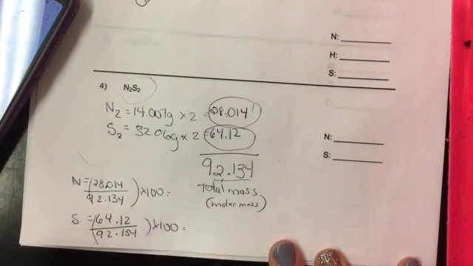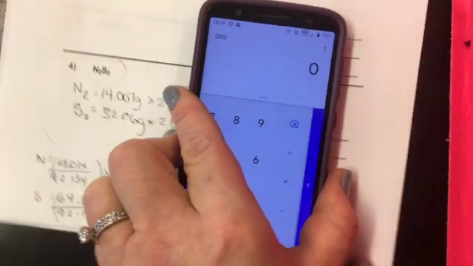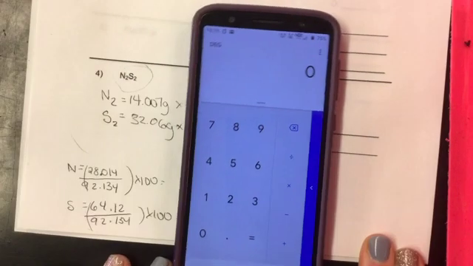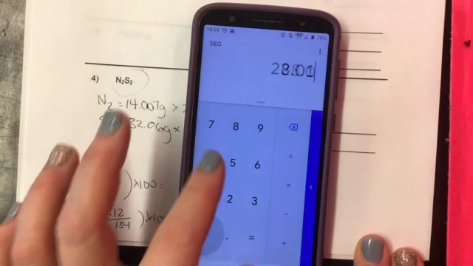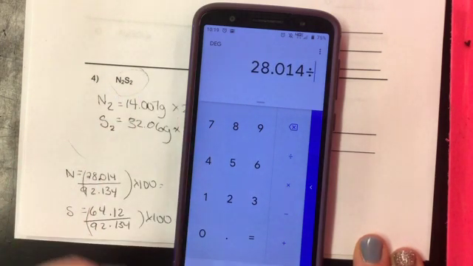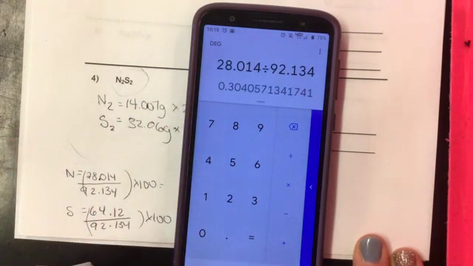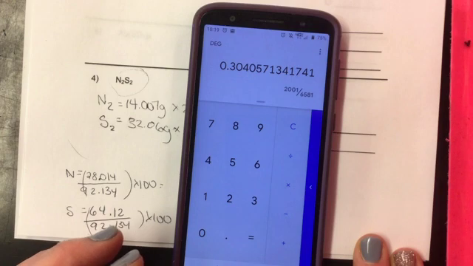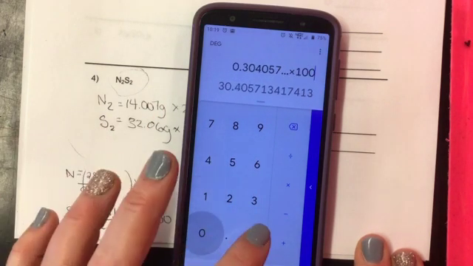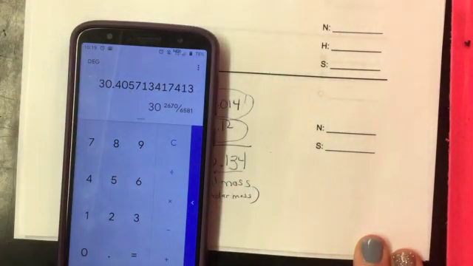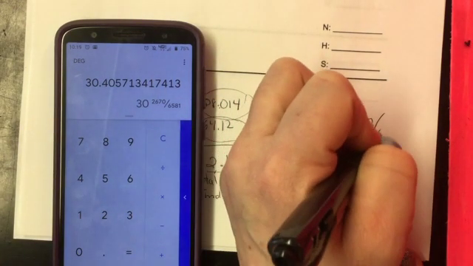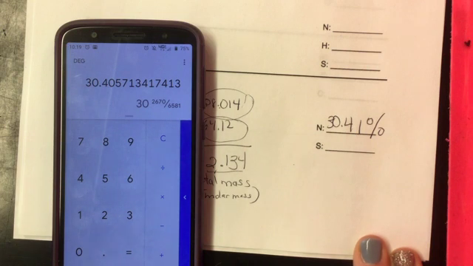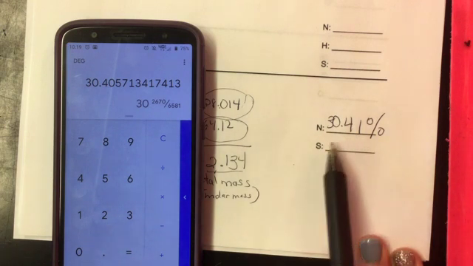When I do this, let's see what I get. All right, we'll do it on the calculator. Sweet. All right, set it up so you can actually see what I'm doing. So 28.014 divided by 92.134 equals 0.0304 times 100. Okay, 30.40. And technically 30.41. I'm going to round that up. So it'll be 30.41%. Right? Now, you know by doing this, your other percent should be somewhere around 69.